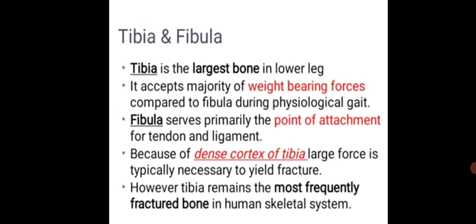Tibia and fibula. Tibia is the largest bone in the lower leg. It accepts the majority of weight-bearing forces compared to the fibula during physiological gait. It acts as a weight-bearing bone, that is, the total weight of the body is supported by the tibia bone. Hence, it is the most frequently fractured bone in the human skeleton. Also, the fibula serves primarily as the point of attachment for tendons and ligaments.